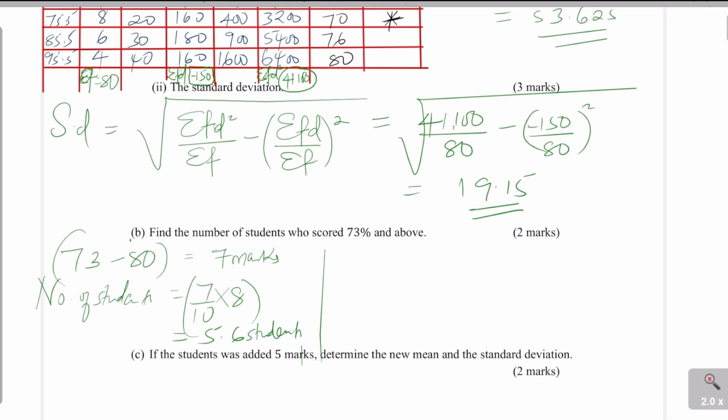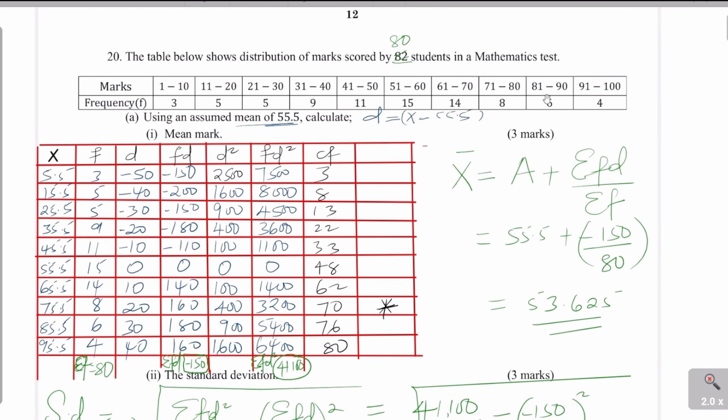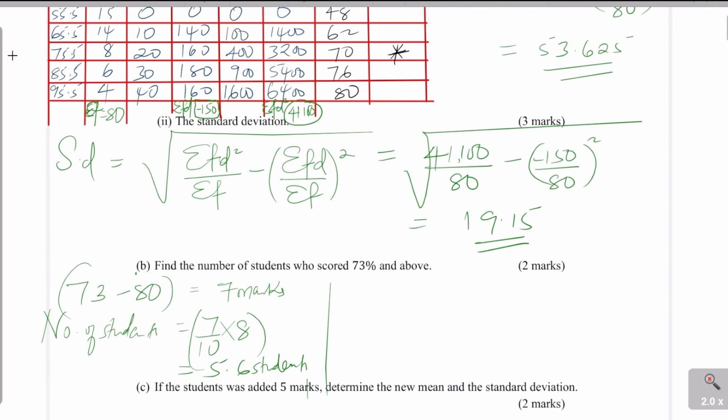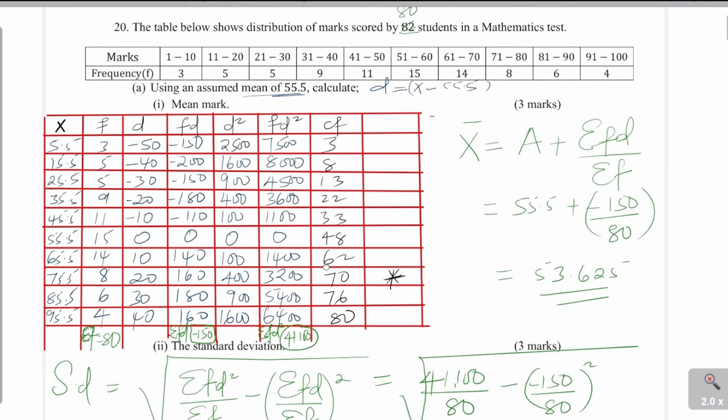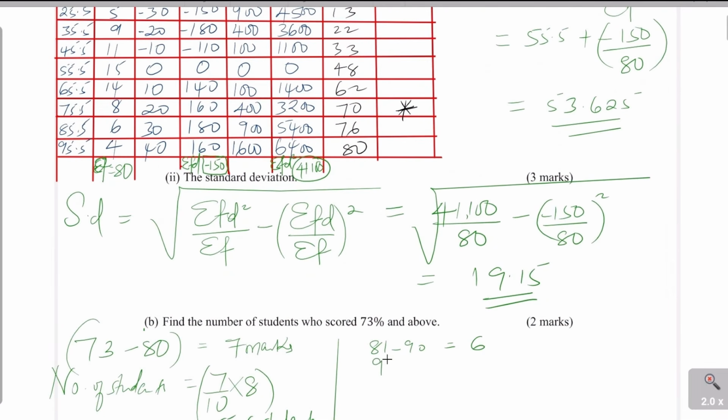Now from there, we have the other classes. From 81 to 90, there are 6 students. And then the last one is 91 to 100. So 91 to 100, those are 4 students. And then 73 to 80, we've got 5.6 students.